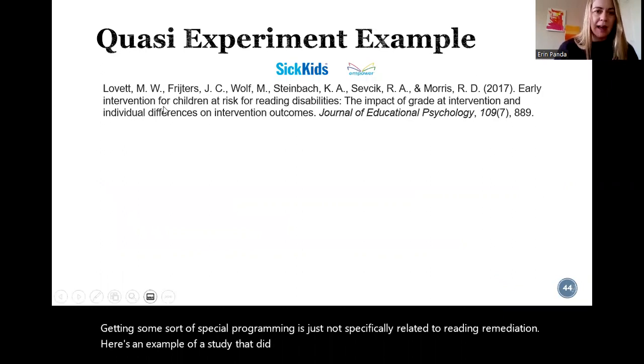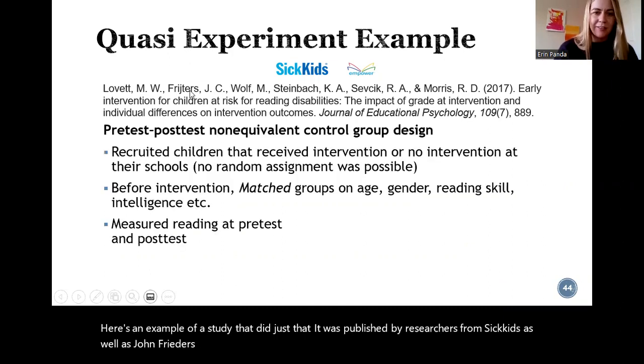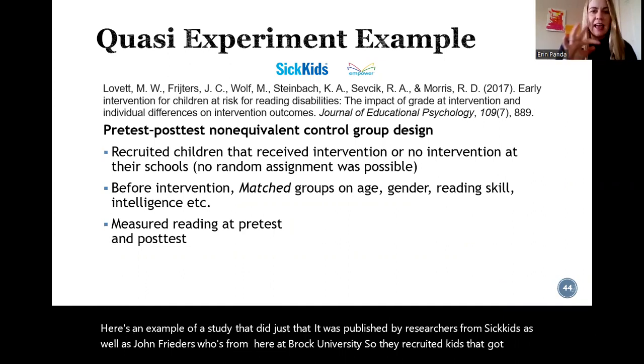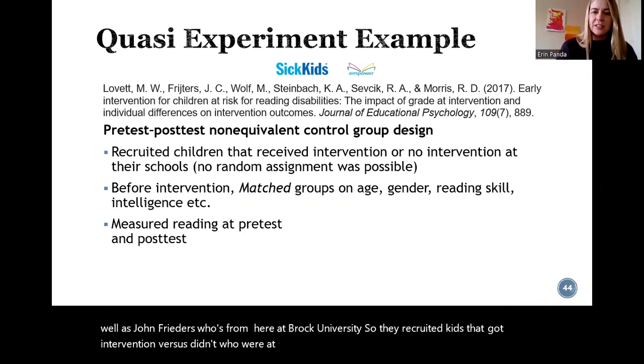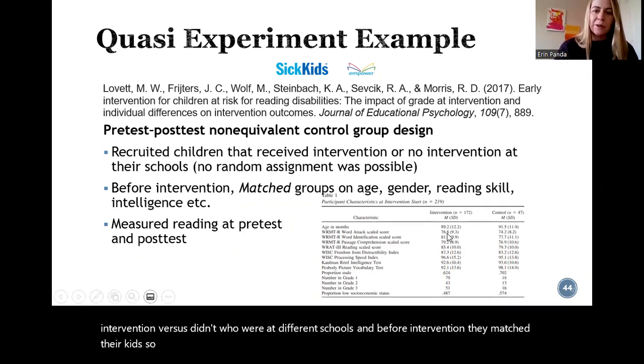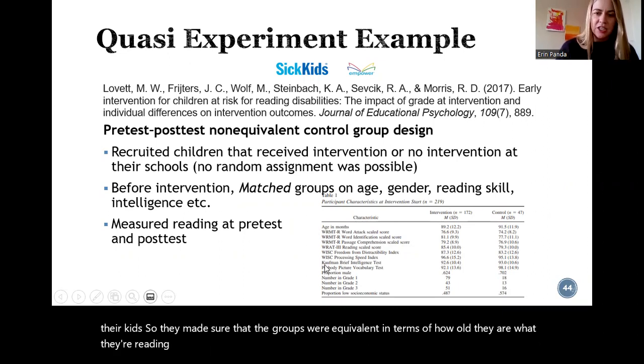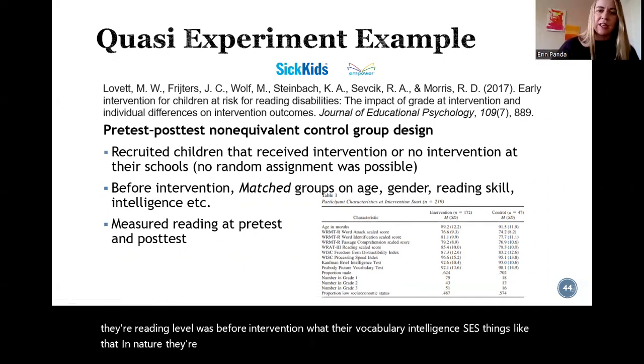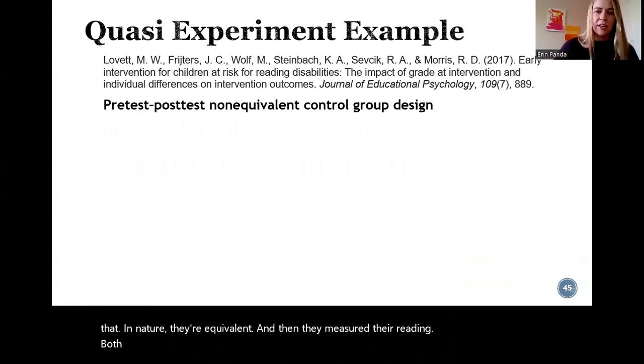It was published by researchers from CHYS as well as Jan Freiders, who's from CHYS here at Brock University. So they recruited kids that got intervention versus didn't, who are at different schools, and before intervention, they matched their kids. So they made sure that the groups were equivalent in terms of how old they are, what their reading level was before intervention, what their vocabulary, intelligence, SES, things like that, and made sure they're equivalent. And then they measured their reading both before and after that time period.